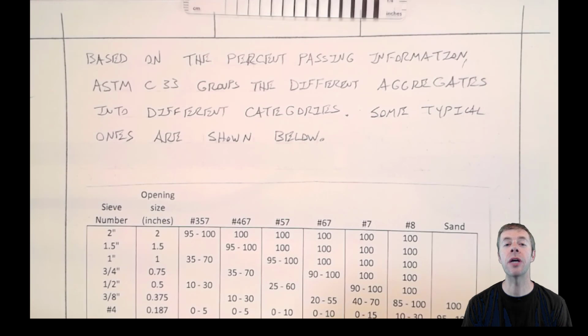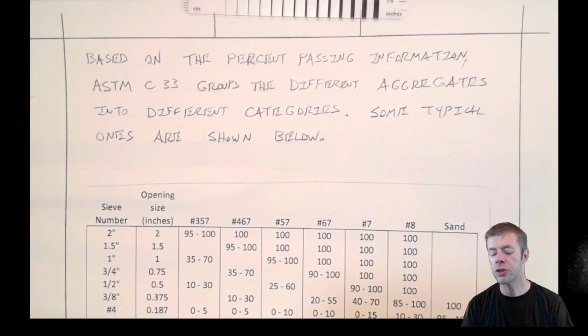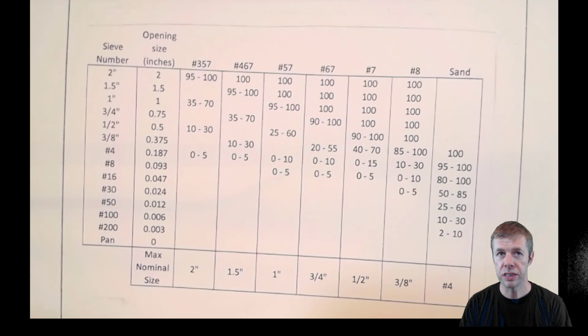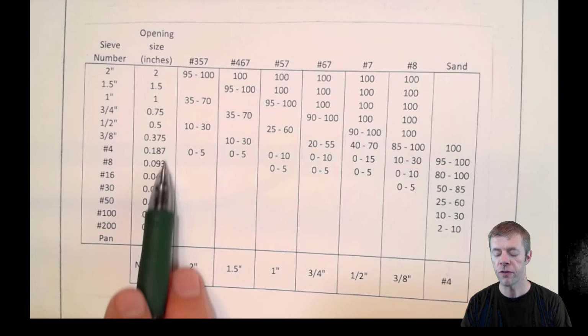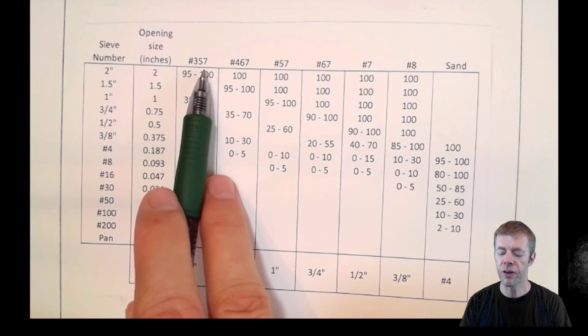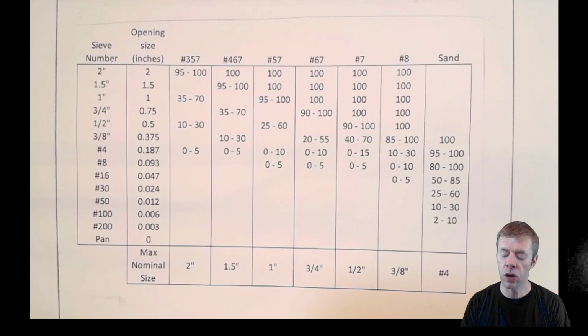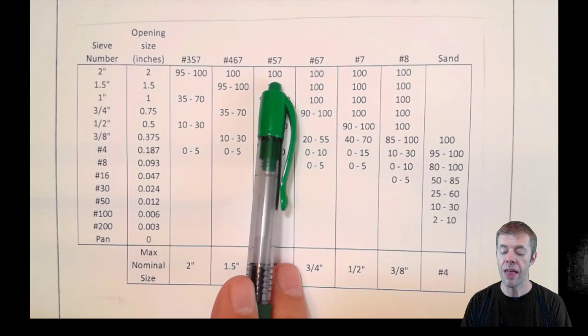Based on the percent passing information, that's the S-shaped curves I just showed you, people use ASTM C33 to group different sizes of aggregates, different types of aggregates, different size distribution of aggregates. And I've shown you some typical ones here below. Here I'm showing you different sieve numbers, okay? And this is actually the opening for the sieves, okay? And then here are different categories of aggregates that are sold. This is kind of an idea. You could call an aggregate producer up on the phone and ask for a number 57 stone, and they know what that means. Everyone knows what that means.